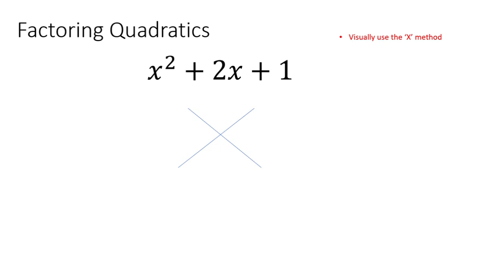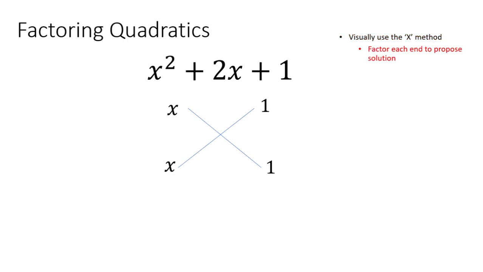So the first example, let's say we want to factor x squared plus 2x plus 1. Well, we want to visually use what I call the X method. And so the very first step is just drawing an X, which connects the left term top to bottom and the right term top to bottom. So you just draw an X underneath your equation.